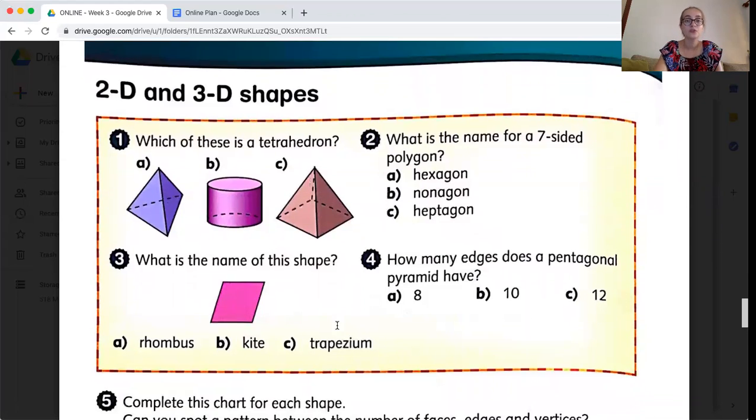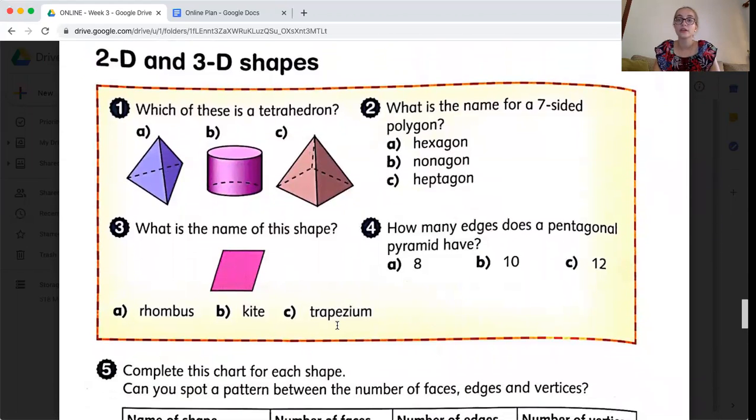Okay. Question 1, which one of these is a tetrahedron? So I want you to go back to Unit 10 and see if you remember the names of the shapes and then circle the one that is a tetrahedron. Question 2, what is the name of a seven-sided polygon? We should all know this by now. So you circle A, B, or C for the word that means seven-sided polygon.